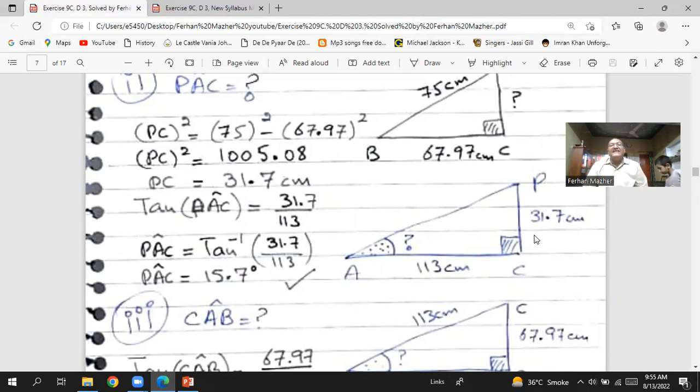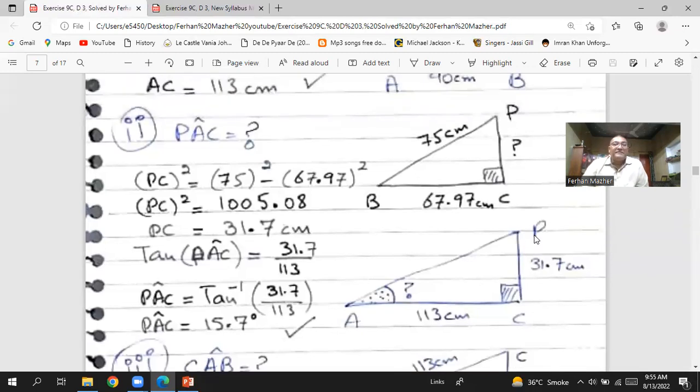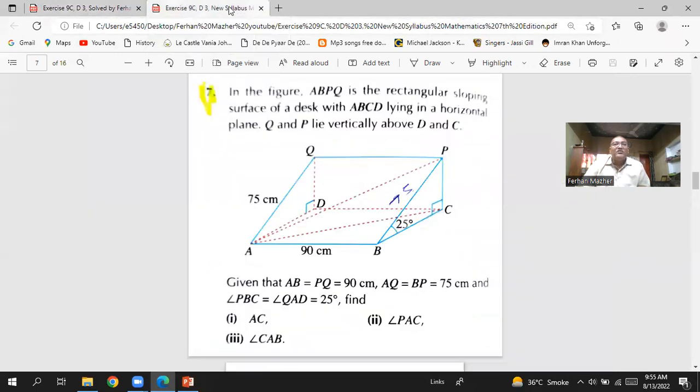So the PSC angle will be equal to the tan inverse of bracket start 31.7 divided by 113 bracket close, and in your calculator you will get the answer 15.7 degrees. So the PSC angle will be 15.7 degrees. So this is the second part, and this is how you will do this question.